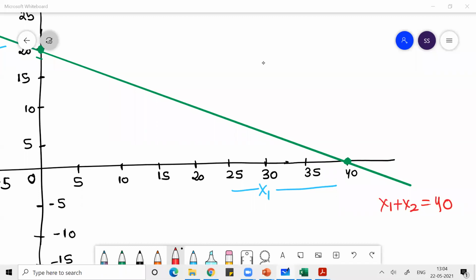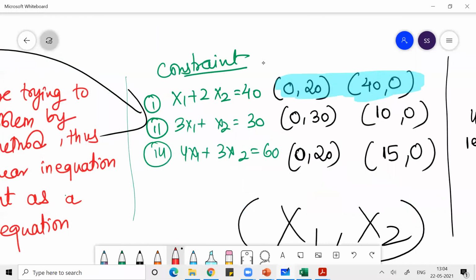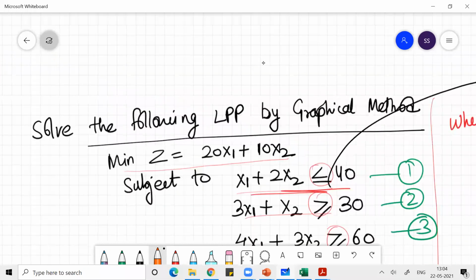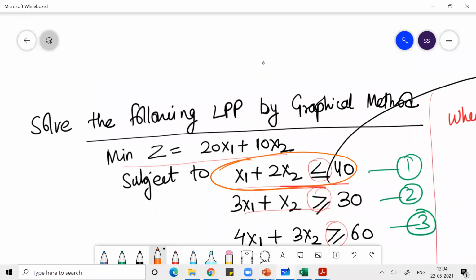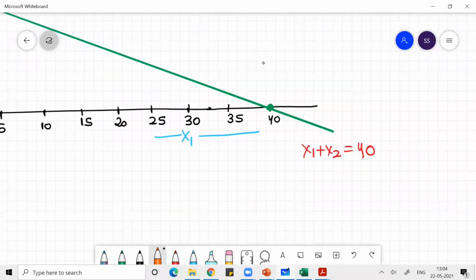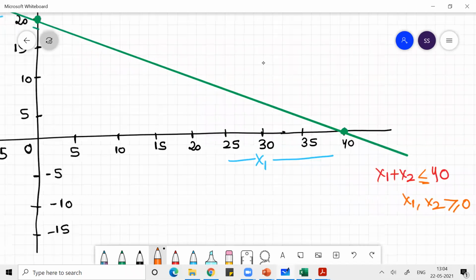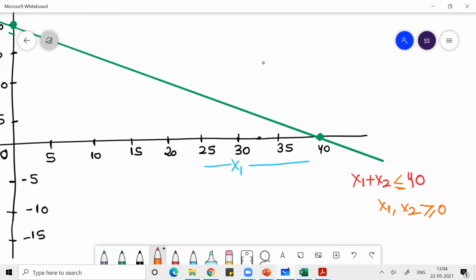But in reality, the equation was not this. I simply wrote this to draw a line. So I have drawn the line. In reality, my equation is x1 plus 2x2 is less than or equal to 40, and x1 and x2 are greater than or equal to 0. This is the real equation.